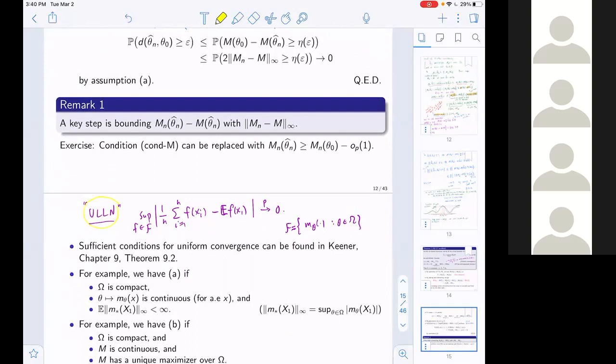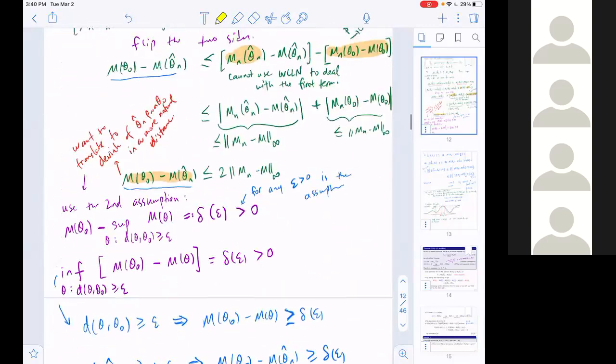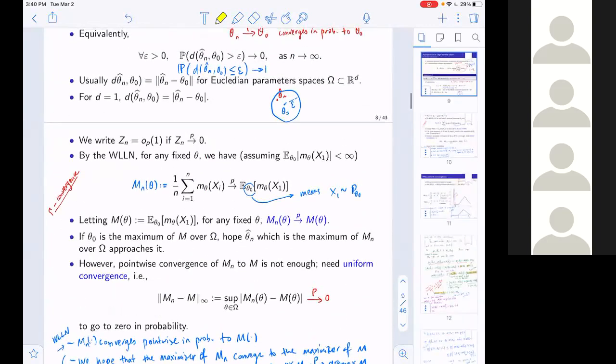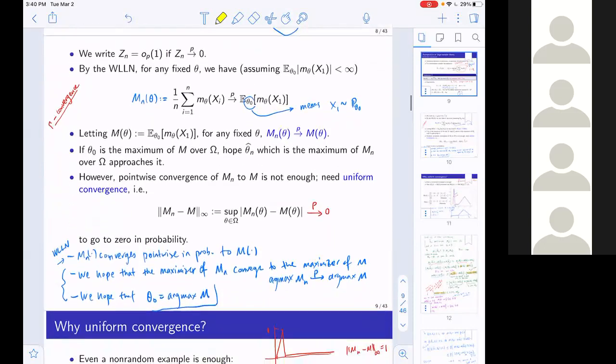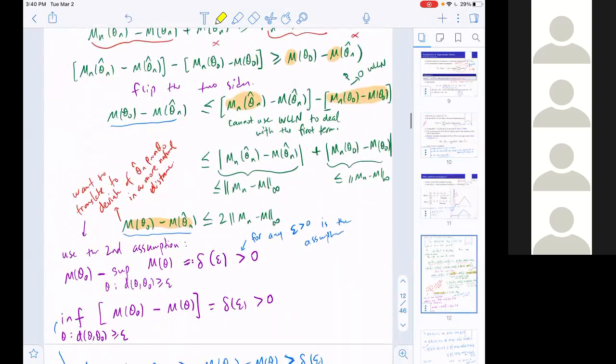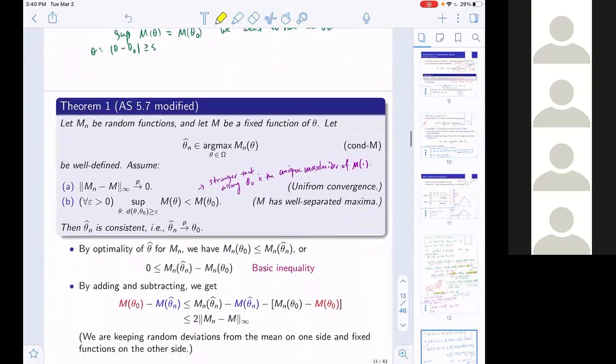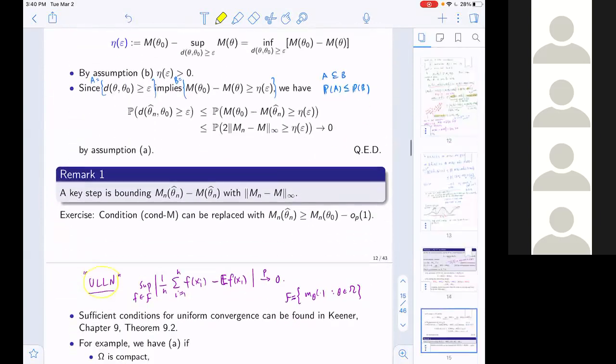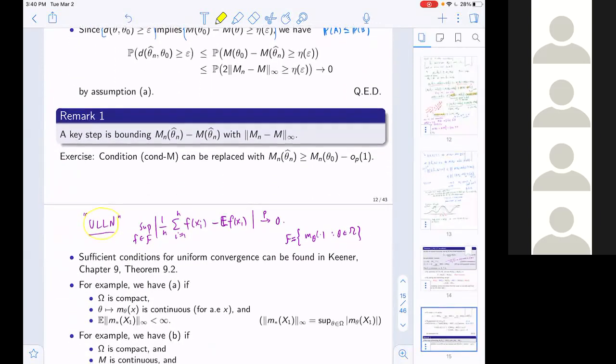We saw that in the case of the M estimators, the pointwise convergence was an instance of the weak law of large numbers. So for every theta, this function mn theta would converge to m theta by the weak law of large numbers. What you want to do is upgrade that to uniform convergence. These are collected under the title uniform law of large numbers. And the general idea is that I want to prove something like that.